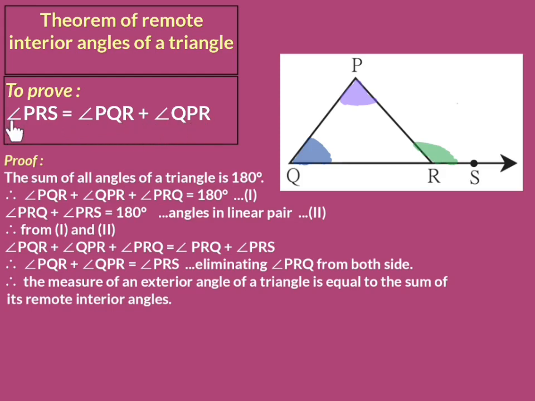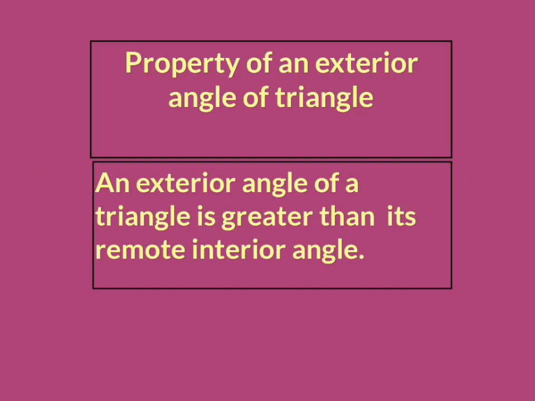In this way we have proved angle PRS is equal to angle PQR plus angle QPR, means measure of exterior angle is equal to sum of measures of its remote interior angles. This is about the theorem of remote interior angles of a triangle. Now by using this theorem we will learn one property, that is the property of an exterior angle of a triangle. Statement of this property is: an exterior angle of a triangle is greater than its remote interior angles.